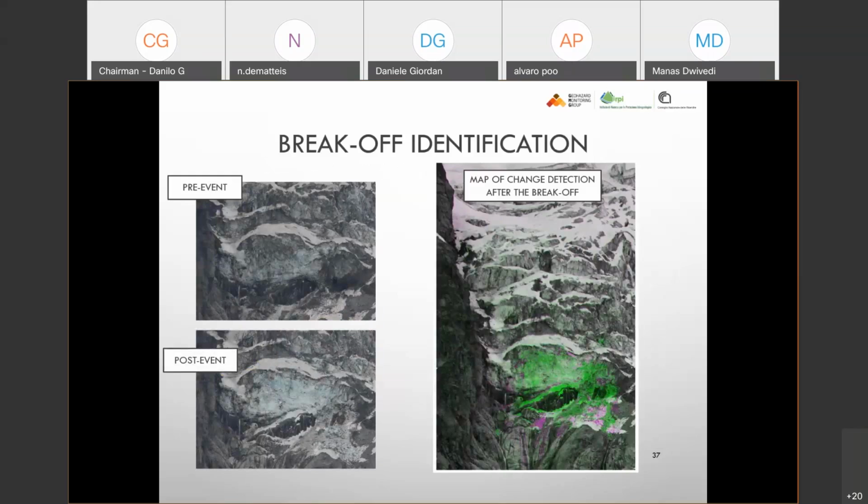Of course, we identified all the break-offs during the years and estimated their volume. Here is an example of a large collapse of, I think, approximately 10,000 cubic meters. The collapsed area is very clear in the map of change detection. This is one possible approach to identify the collapses.